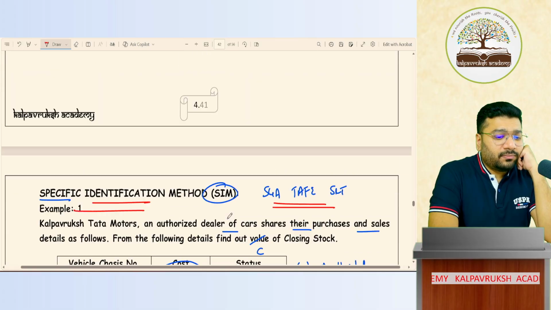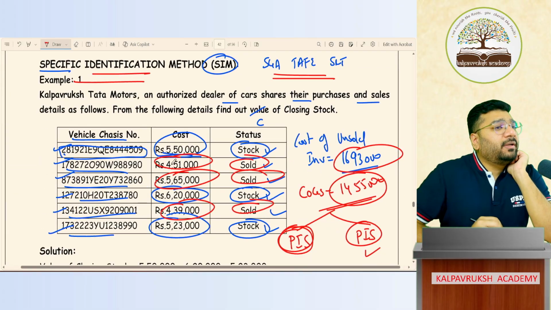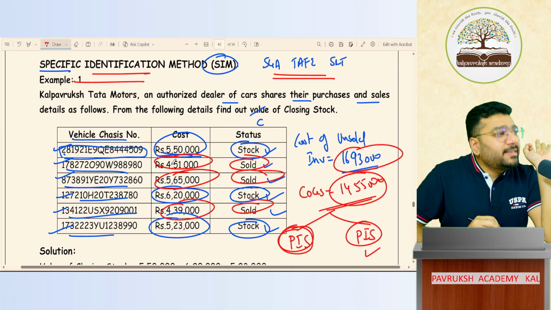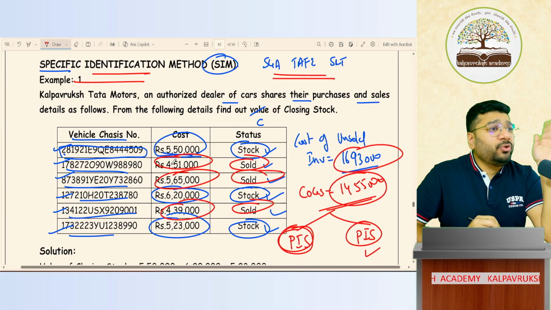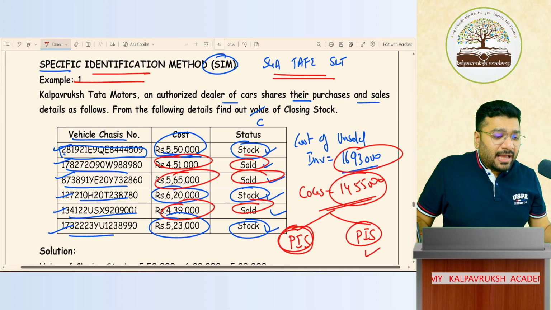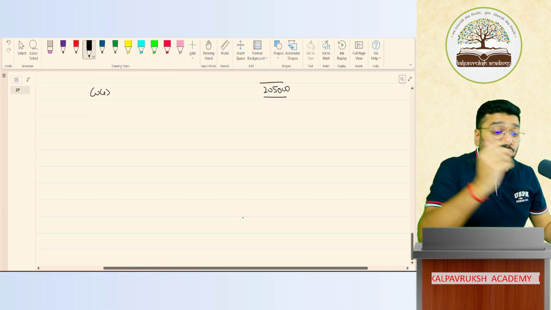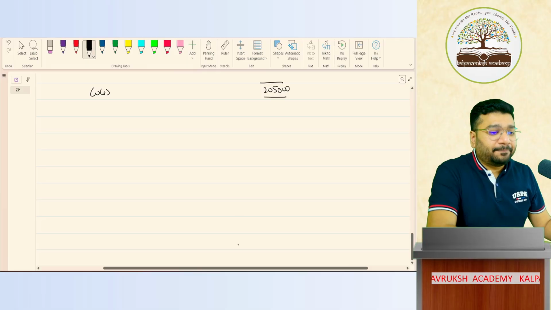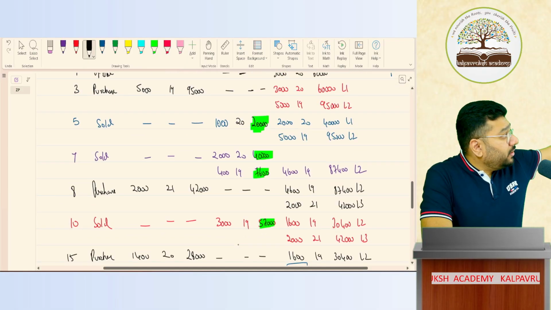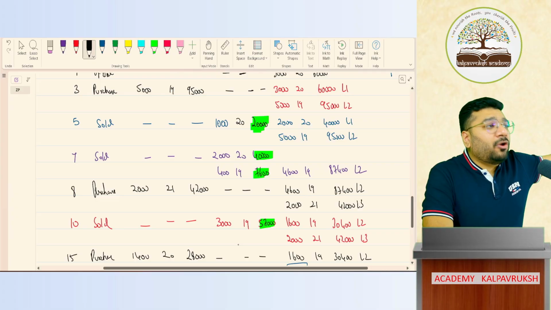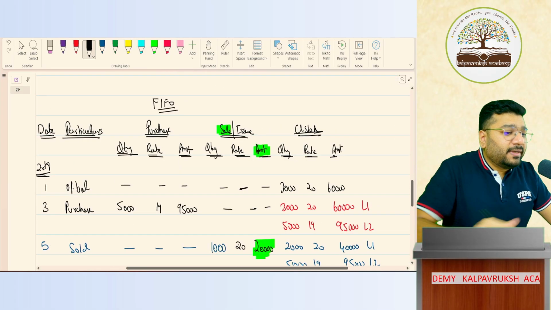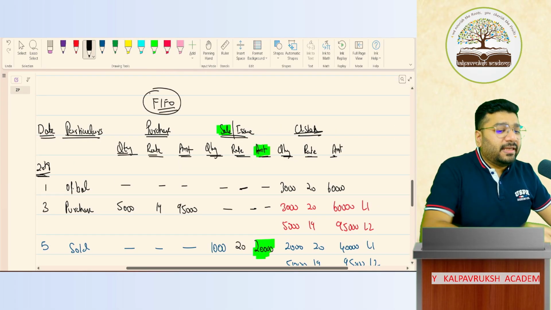Super. Now, next is what? LIFO. LIFO, in general, people do not practice it. LIFO means last in, first out. I will explain it when I do the thing. This is over. Same format, copy paste, and now we are going to do it in the form of LIFO.